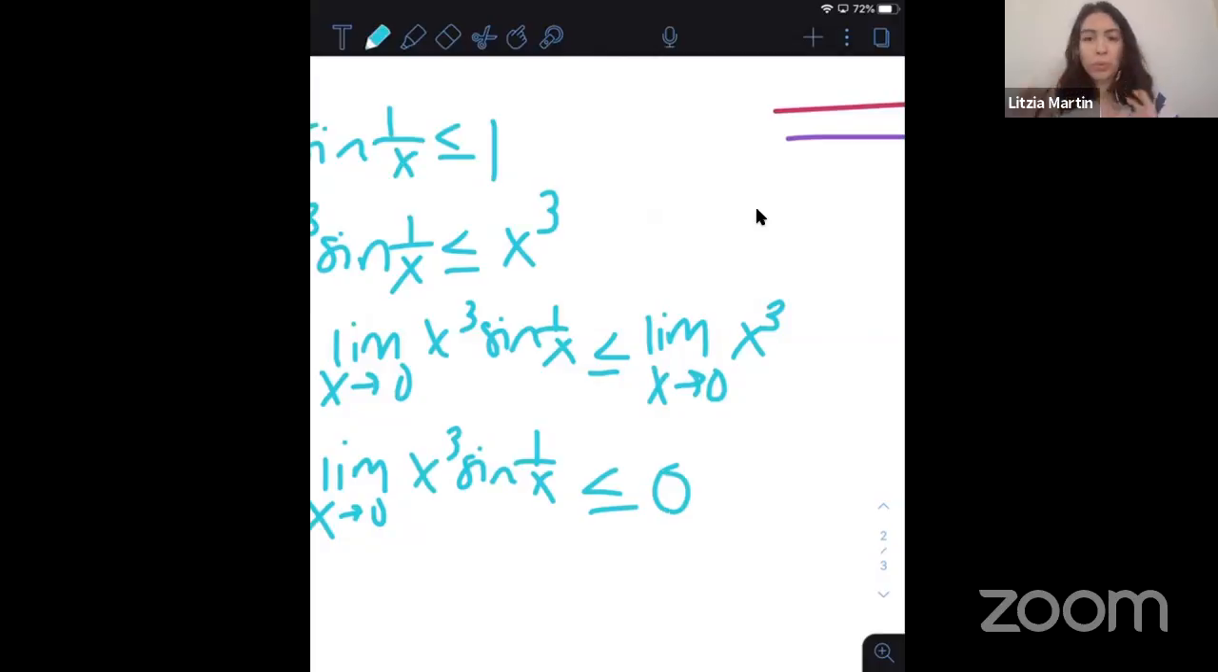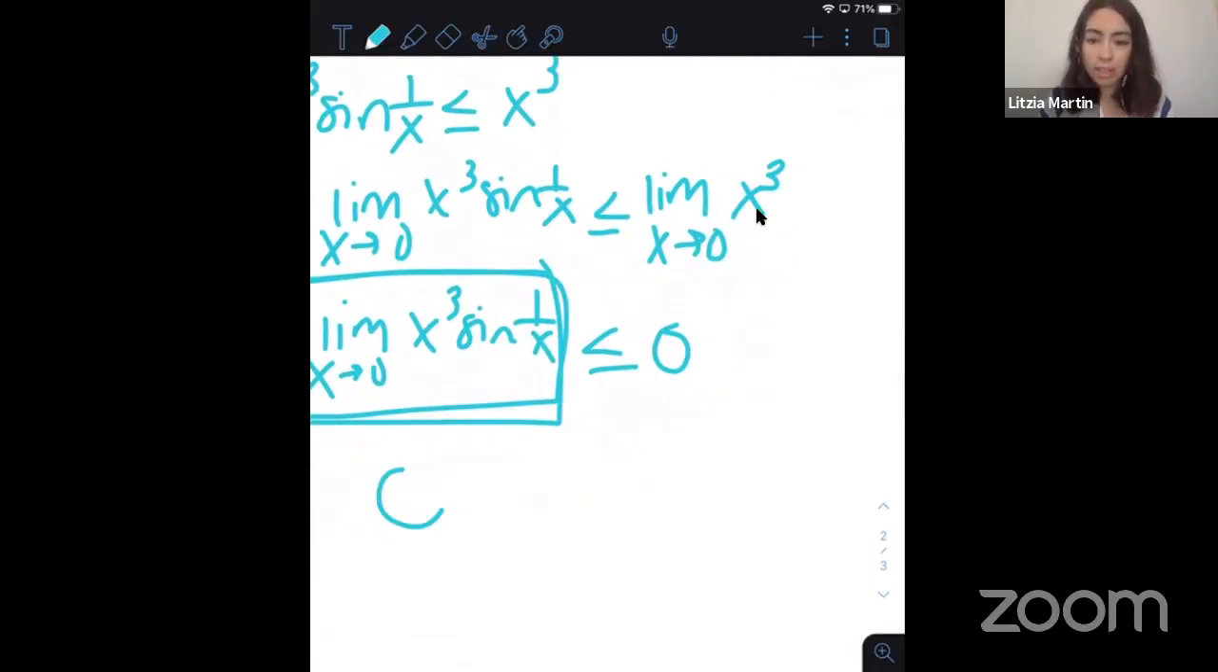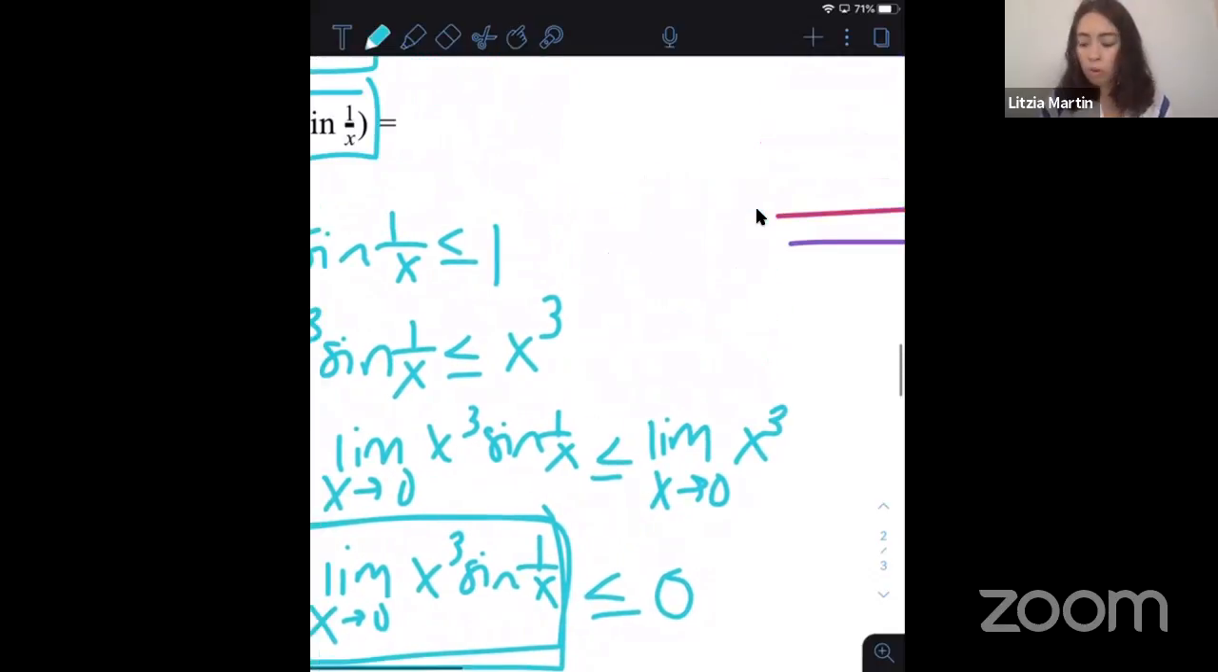So we have a function here, limit as x approaches 0 of x cubed times sine of 1 over x. And that value is between 0 and 0. Well, 0 and 0, that's the same thing. So if you have something that's in between the same thing, what does it mean about the thing that's in the middle? It has to be the same thing. So we were able to solve this problem here. This is going to equal 0 using what we call the squeeze theorem.